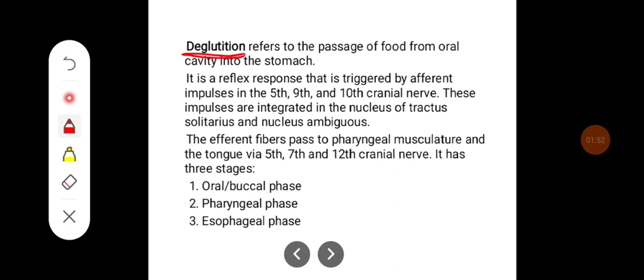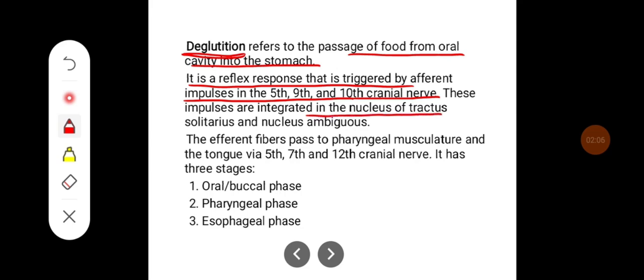Coming to deglutition, it refers to the passage of food from the oral cavity into the stomach. Again, it is a reflex response that is triggered by afferent impulses in the 5th, 9th, and 10th cranial nerves. These impulses are integrated in the nucleus of tractus solitarius and nucleus ambiguus. The efferent fibers pass to the pharyngeal musculature and the tongue via the 5th, 7th, and 12th cranial nerves.